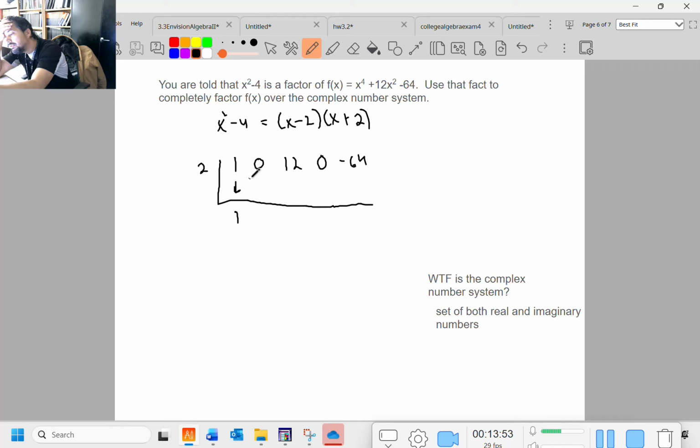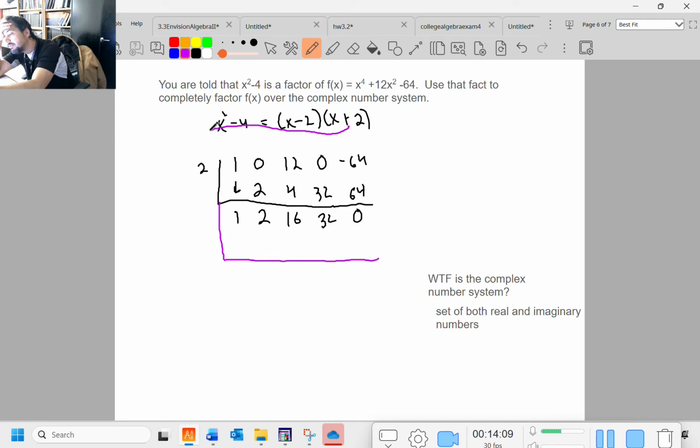I'm going to drop the 1. 2 times 1 is 2. 0 plus 2 is 2. 2 times 2 is 4. 12 plus 4 is 16. 2 times 16 is 32. 0 plus 32 is 32. 2 times 32 is 64. All right. I got a 0, which means that I get to do this whole process again.